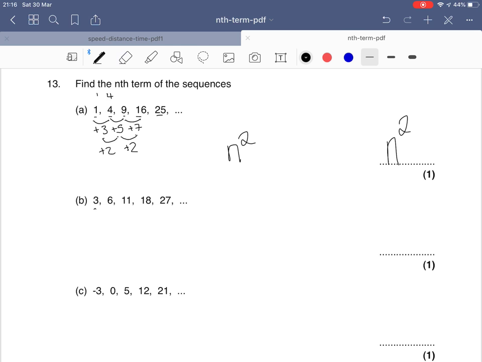This one, difference between 3 and 6, you're adding 3. This one, we're adding 5. This one, adding 7. Again, difference between 3 and 5, adding 2. So we know our square numbers are 1, 4, 9, 16, 25. So it's going to be n squared, but each time, so from 1 to 3 is plus 2. From 4 to 6, you're adding 2. From 9 to 11, you're adding 2. So it's going to be n squared plus 2.